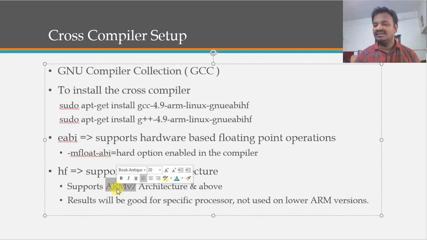But the thing is, we have the option of a GCC cross compiler without HF also. But compared to that, this will be good enough. But the thing is, it cannot be used on a lower processor. For example, if you are compiling with the GNU EABI, you are able to backport and run it on your lower processor with less than ARMv7 architecture. But if you are building with GNU EABI HF, you cannot run on the lower platform. It should be good basically.